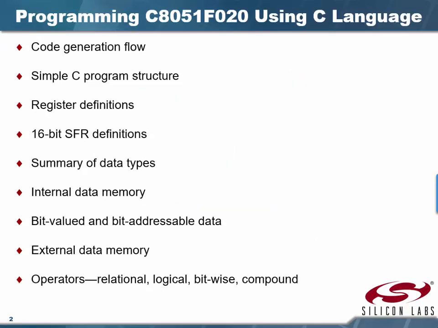That same architecture and those same rules carry into C. So we'll look at the flow. Now, the same registers and the same special function registers and data types and everything that we talked about in assembly language carry into the C. The C we use for the 8051 is different than desktop C.